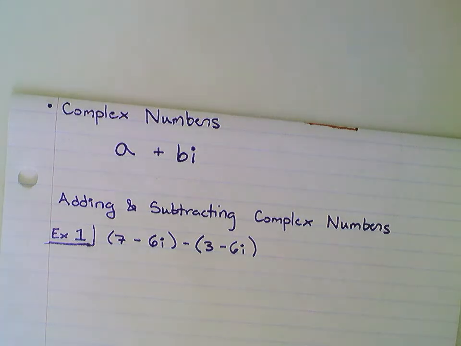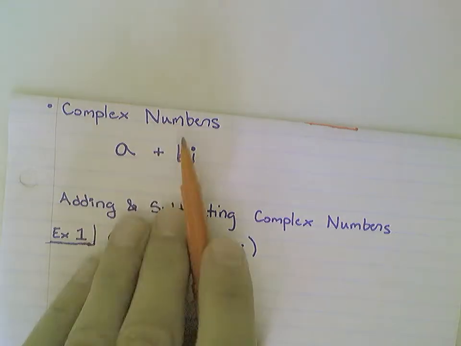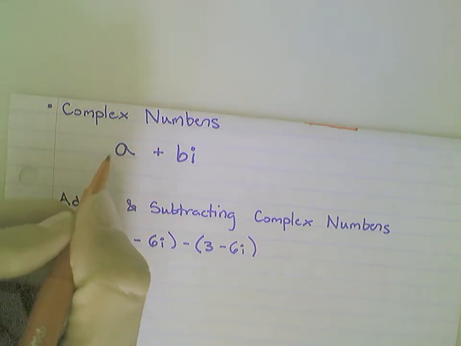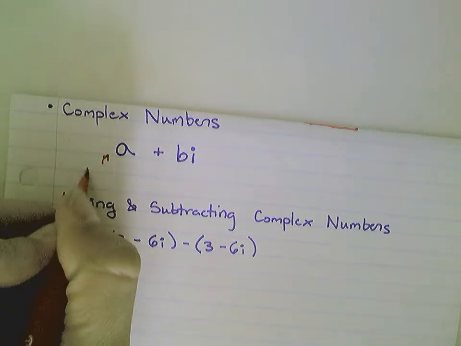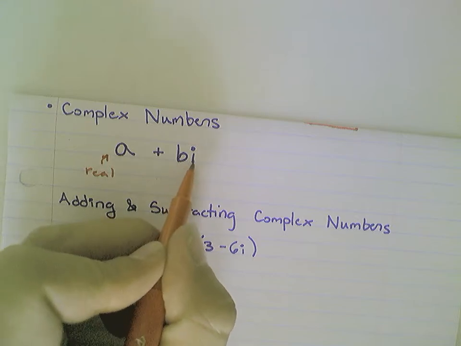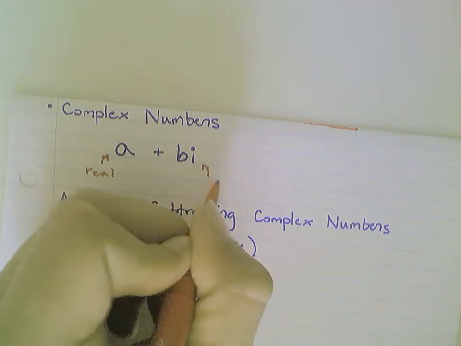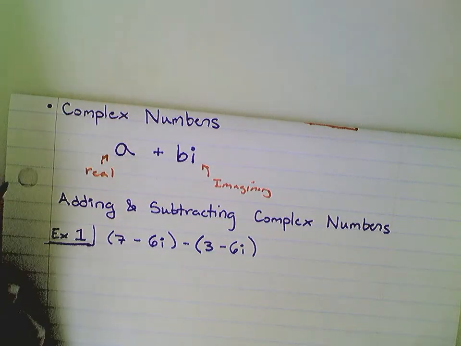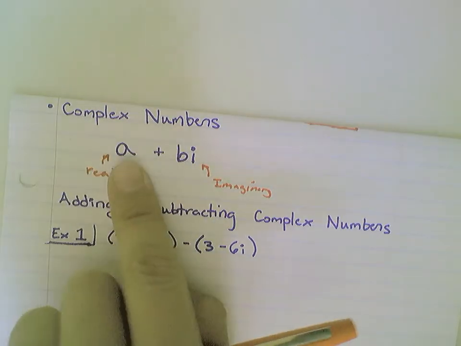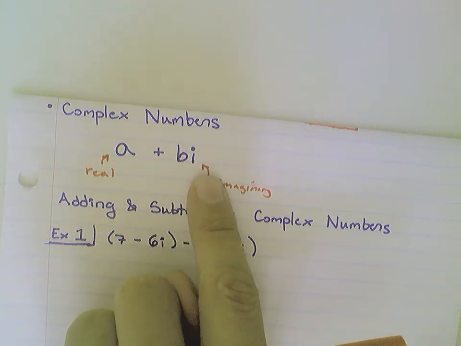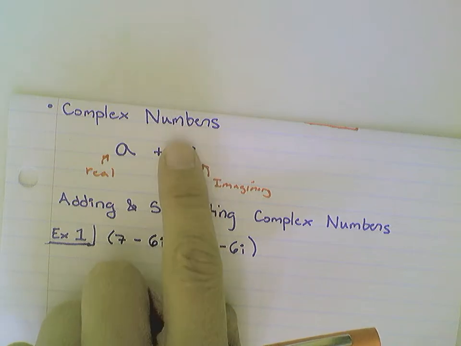Alright, here I'm going to talk about complex numbers. So, when looking at a complex number, there's kind of two parts to the complex number. The first part is the A, and it is the real part of the number. And then the second part is the B times i, which is the imaginary part of the number. So, any complex number is just made up of a real part of the number and an imaginary part of the number. Now, with complex numbers, we can do different operations.